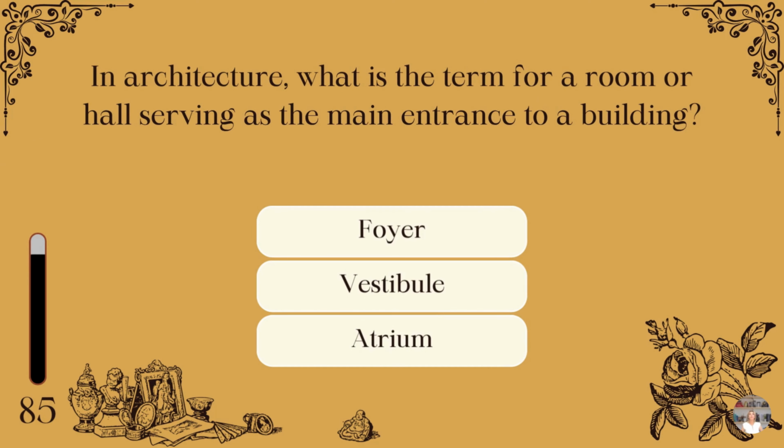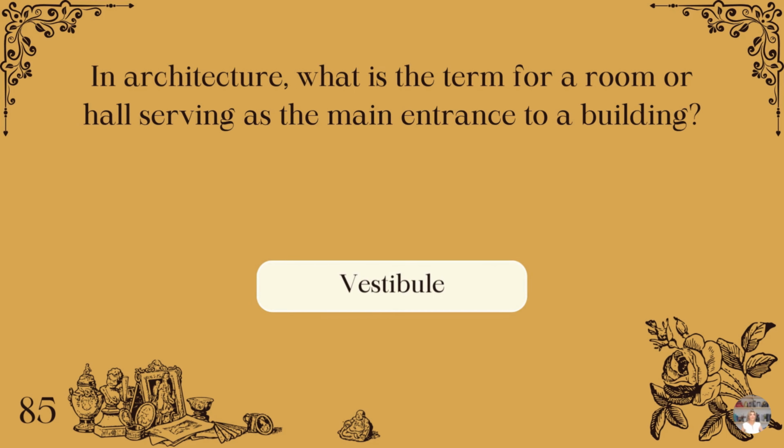In architecture, what is the term for a room or a hall serving as the main entrance to a building? Foyer, vestibule, or atrium? Vestibule.